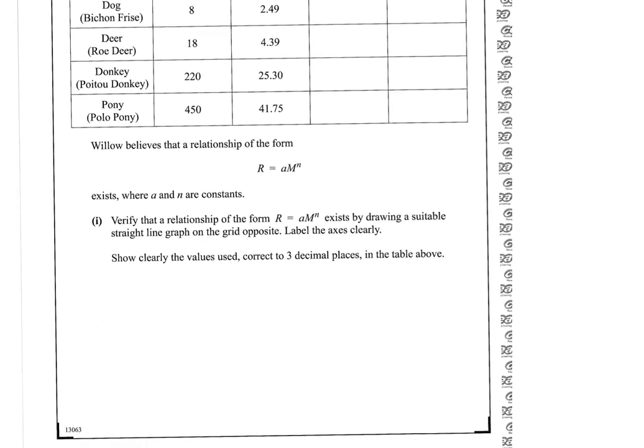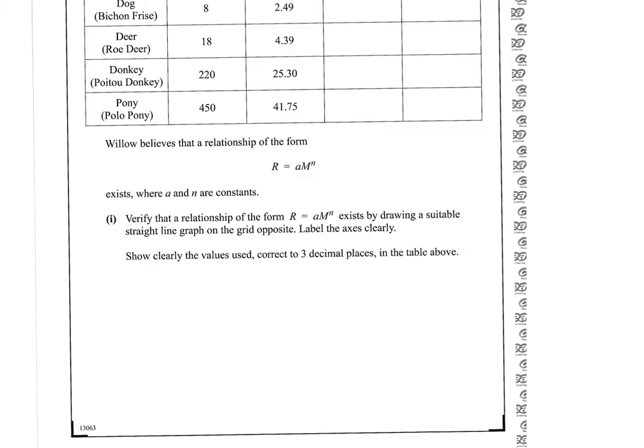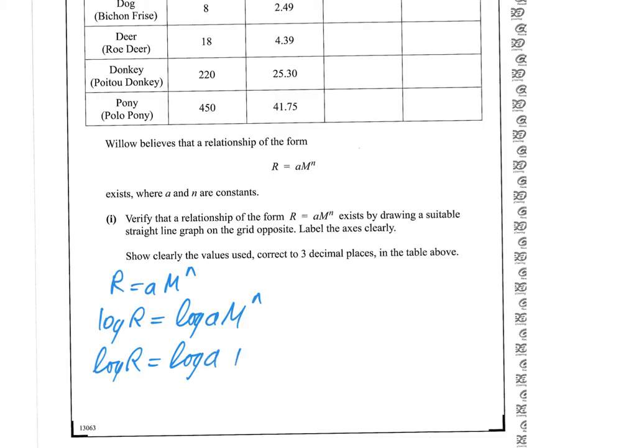Before I do this, what I like to do is figure out how this will be a straight line. So we're going to just take logs of this thing. Remember, r is equal to am to the power of n. I would take logs. That means log of r is equal to log of am to the power of n, which means log of r is equal to log of a plus log of m to the power of n. And using your third rule of logs, log m to the power of n can be written as n times log m, and then plus your log of a.